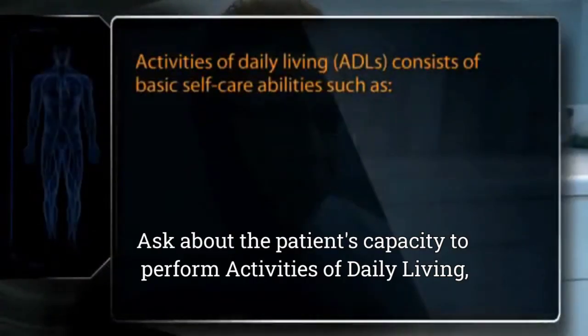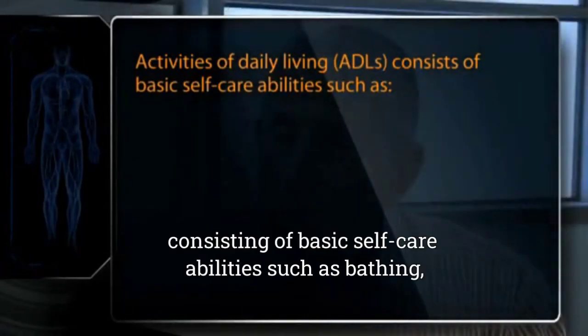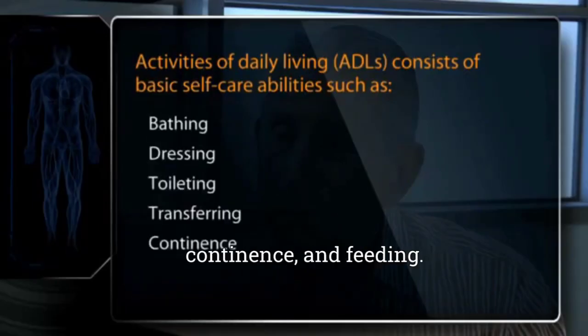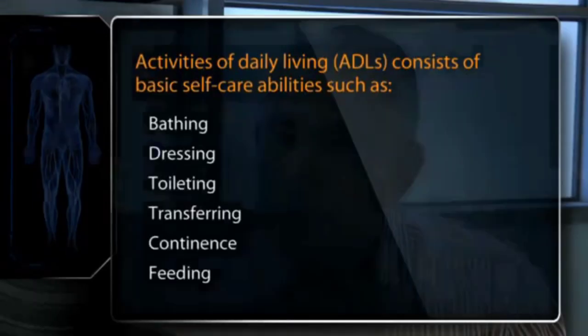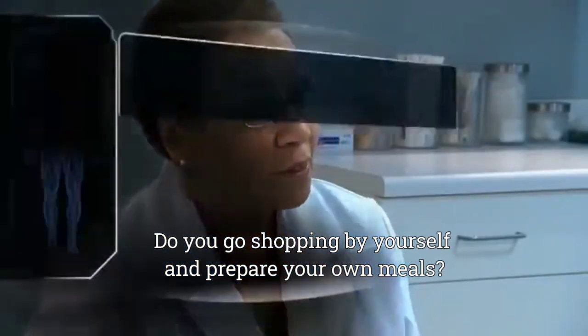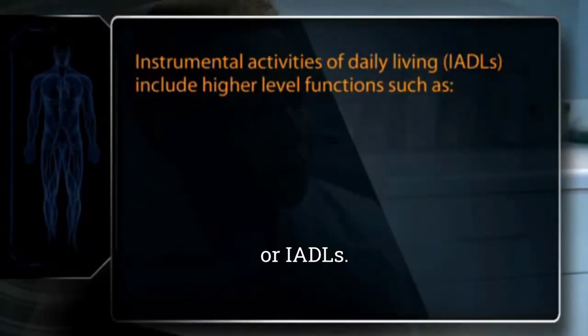Ask about the patient's capacity to perform activities of daily living, or ADLs, consisting of basic self-care abilities such as bathing, dressing, toileting, transferring, continence, and feeding. Do you go shopping by yourself and prepare your own meals? Then move on to inquiries about the patient's capacity for instrumental activities of daily living, or IADLs.